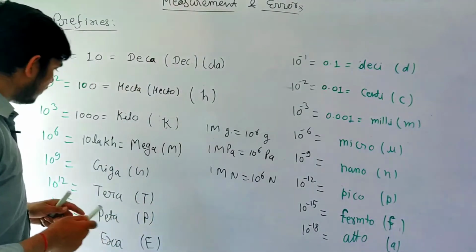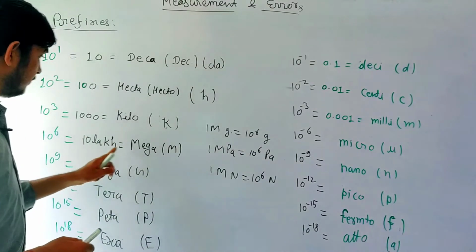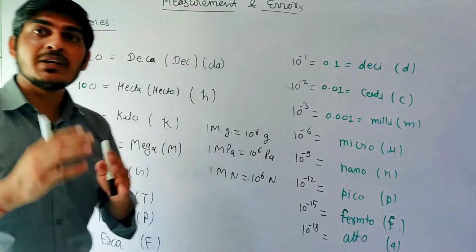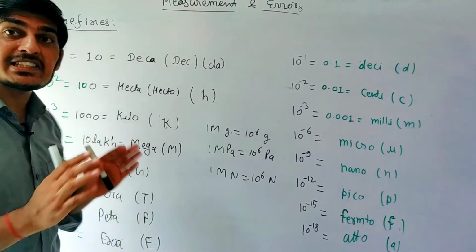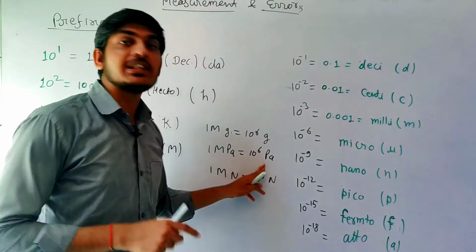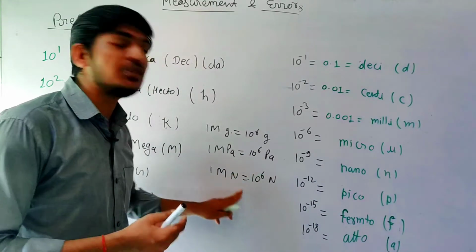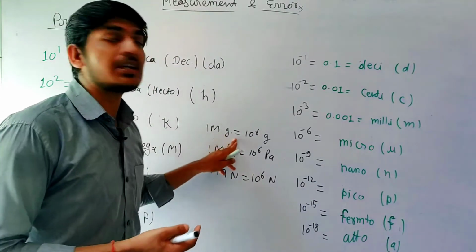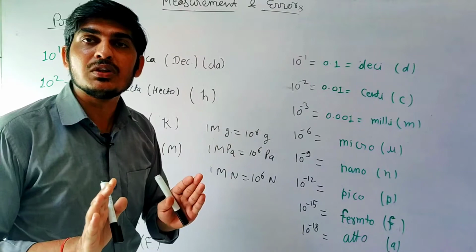Yes dear student, if we talk about mega, what is the mega? Mega means million, 10 to power 6, represented by capital M. Like that, megapascal is 10 to power 6 pascal, mega Newton 10 to power 6 Newton, megagram 10 to power 6 gram. Got the point? Simple है.